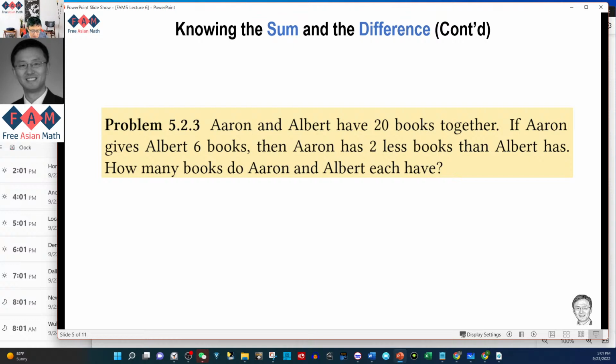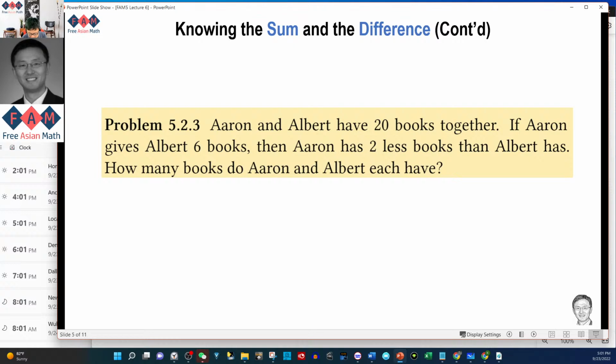If Aaron gives Albert 6 books, then Aaron has 2 less books than Albert has. How many books do Aaron and Albert each have? Well, this problem just looks a little bit more convoluted because the conditions are strange. Yes, they together have 20 books. So we know the sum, which is great. We have 2 quantities and the sum.